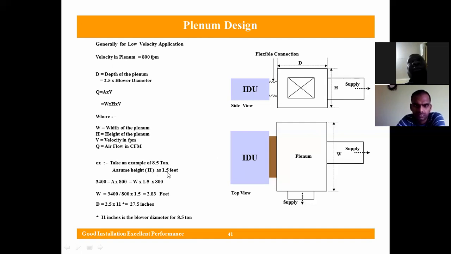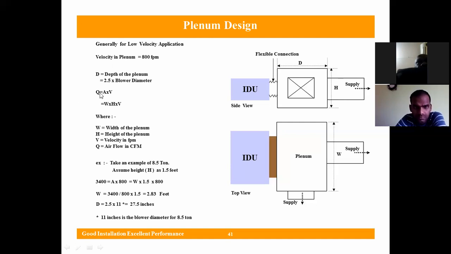Assume H as 1.5 feet. So we have already got this depth just by multiplying blower diameter with 2.5. Blower diameter you will be getting from the catalog, from the specifications. Okay, fine. Now, what you have to do is assume this height. Just for example, give 1.5 feet as the height.